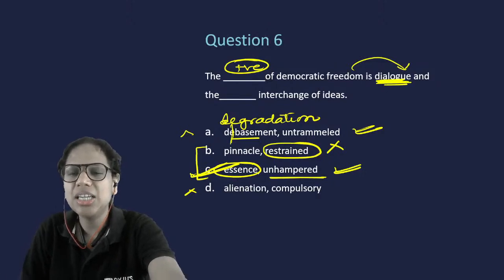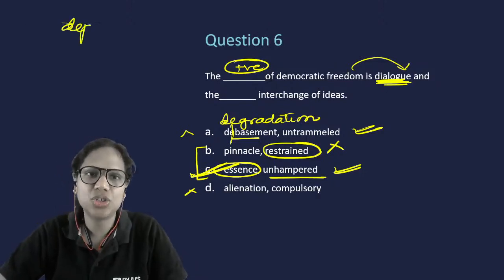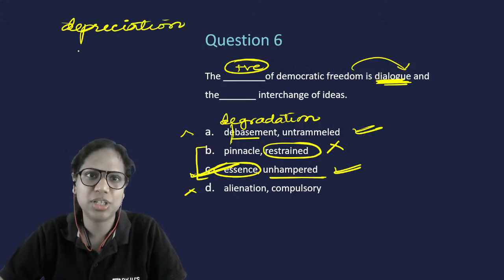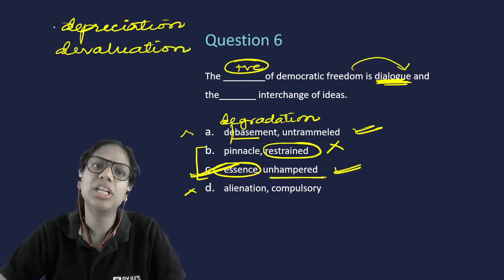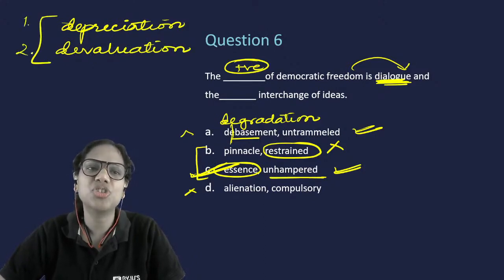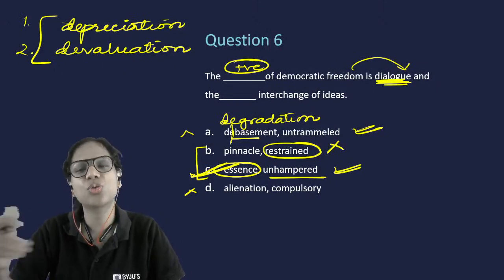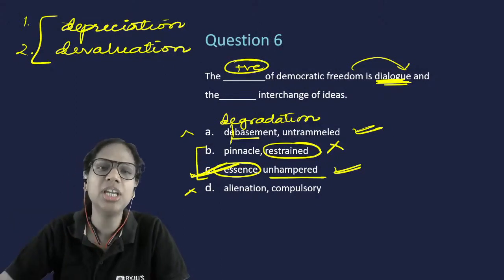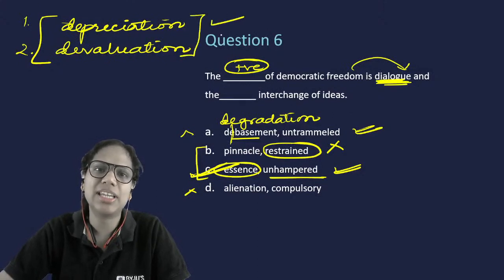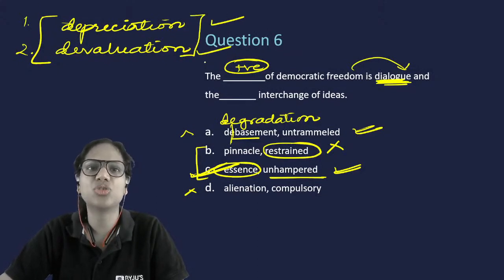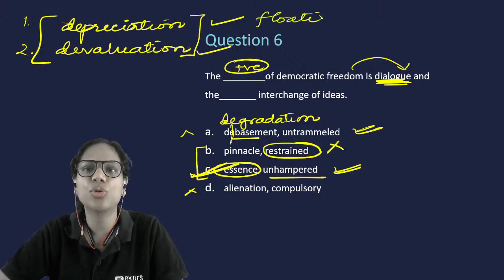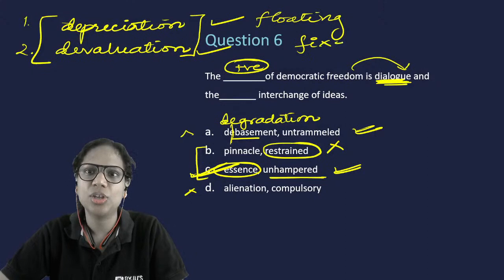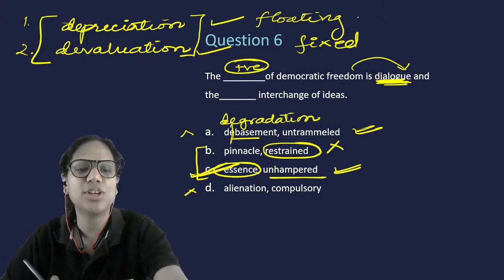For currency, Vedant, we usually say depreciation or devaluation. We can use debasement to indicate that its purchasing power has gone down, which in a way is a degradation of its quality. But in economics and finance, these are the two terms that are used: depreciation or devaluation, depending on whether you have a floating exchange rate system or a fixed exchange rate system. You can find out more about this.